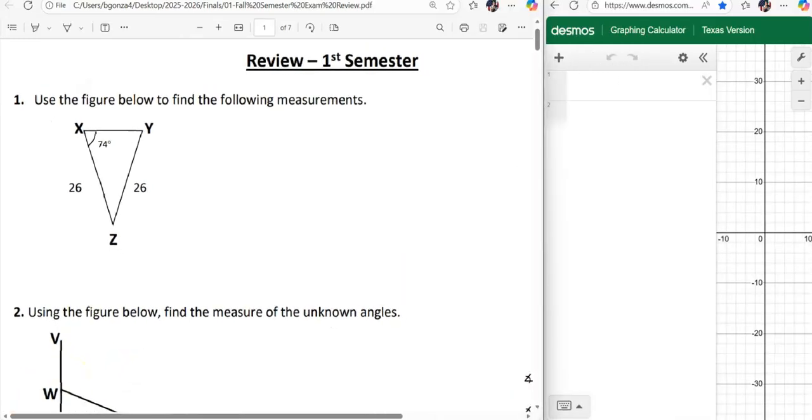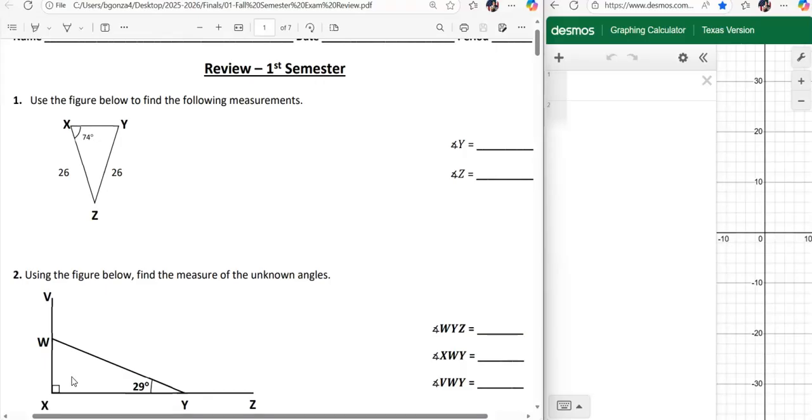All right, review first semester here. Use the figures below to find the following measurements. Alrighty, so angle Y and angle Z. Now look, if you see two equal sides, what do we call that?